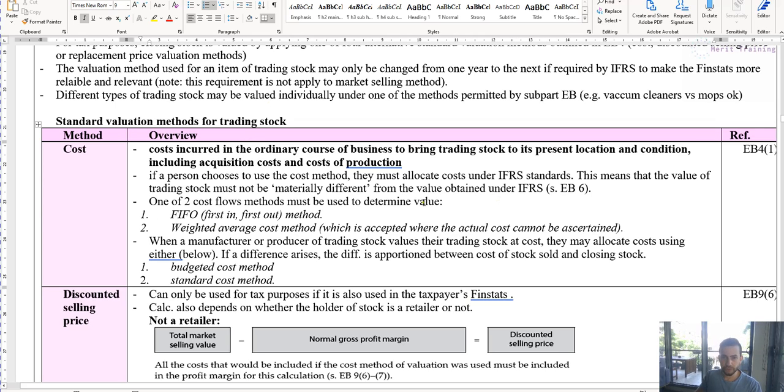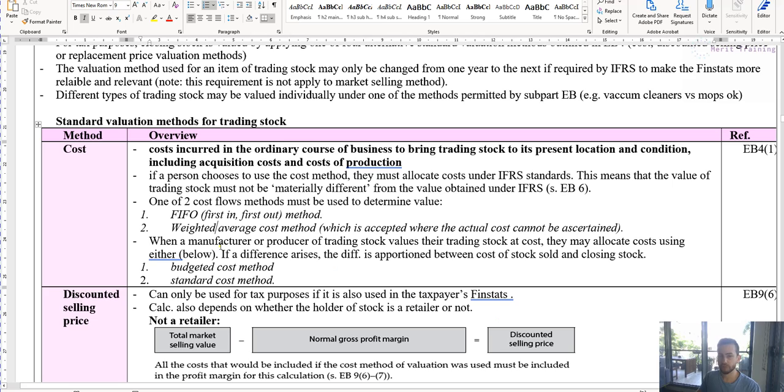Then the second option you can choose from is the weighted average cost method, which is accepted when the actual cost cannot be ascertained, which can be tricky if you're dealing with multiple different transactions over the year. You can just say, well, the average cost that we've paid based on all of the products we've bought. So let's say we sold $60,000. We bought them at different prices. We work out what the average price is, and we just times that 60,000 by the average price. And that will be our cost of inventory.